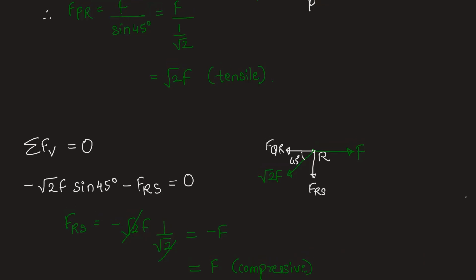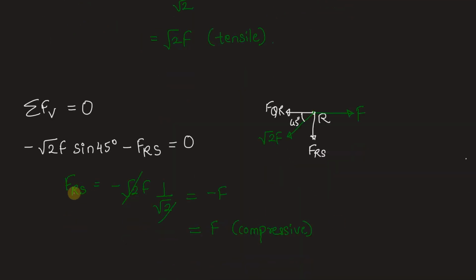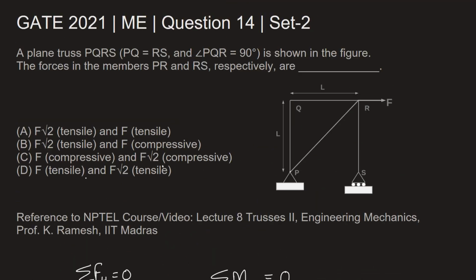So we have our answer. In member PR, we have the force as root 2F tensile, and in member RS, we have it as F compressive. Our answer is option P.